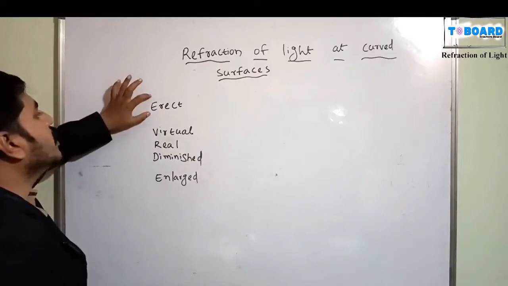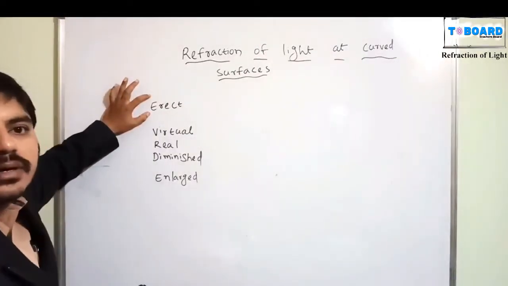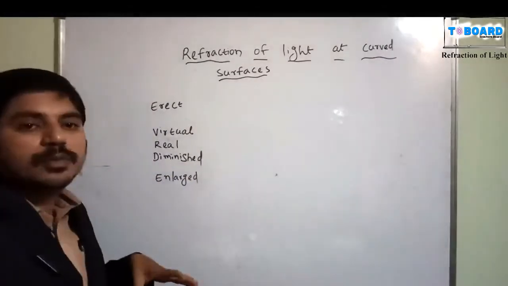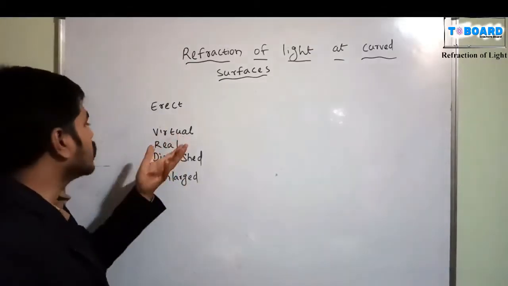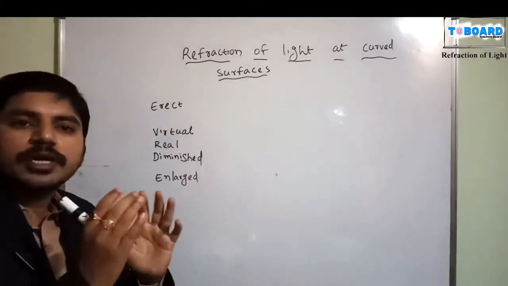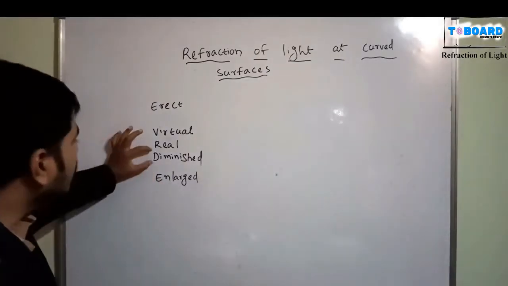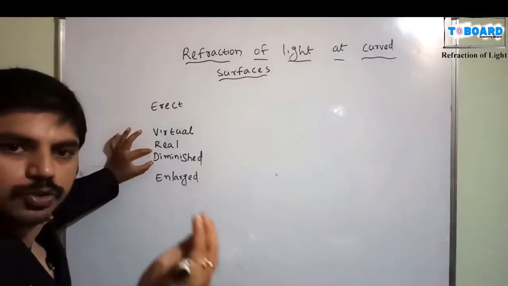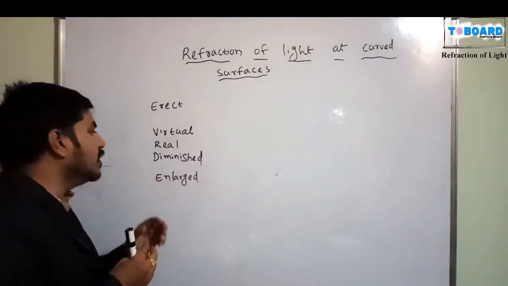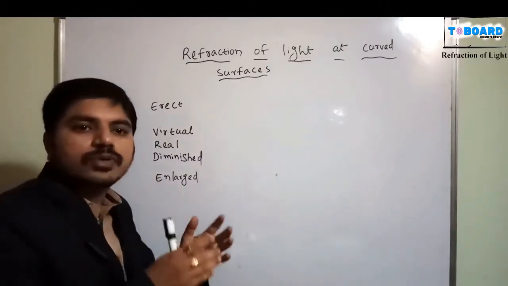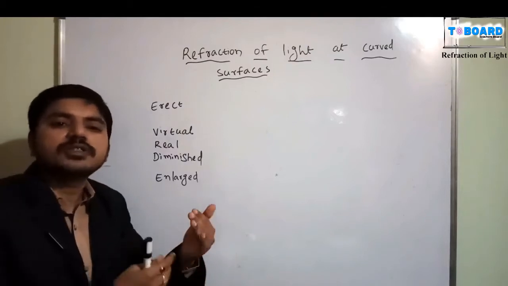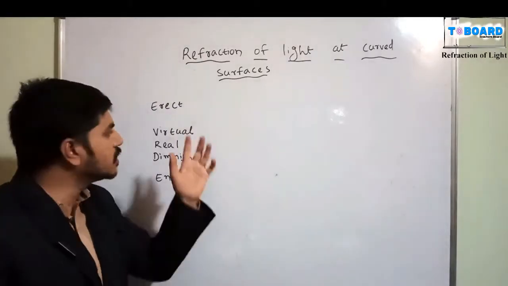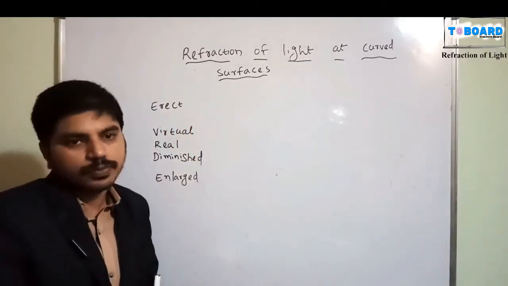An erect image is one that appears upright. Virtual images cannot be captured on a screen, and real images can be captured on a screen. A diminished image is one whose size is smaller than the object size, and an enlarged image is one whose size is larger than the object. These are the different words we use in refraction.